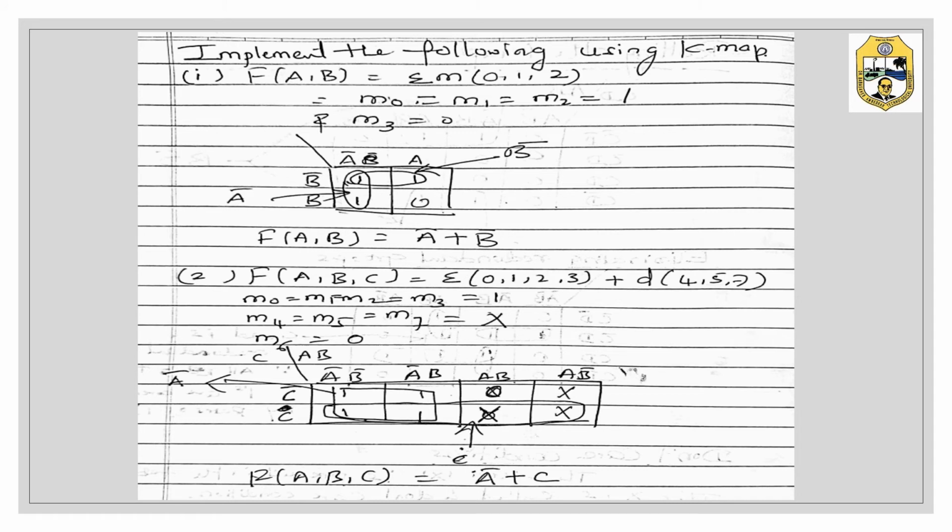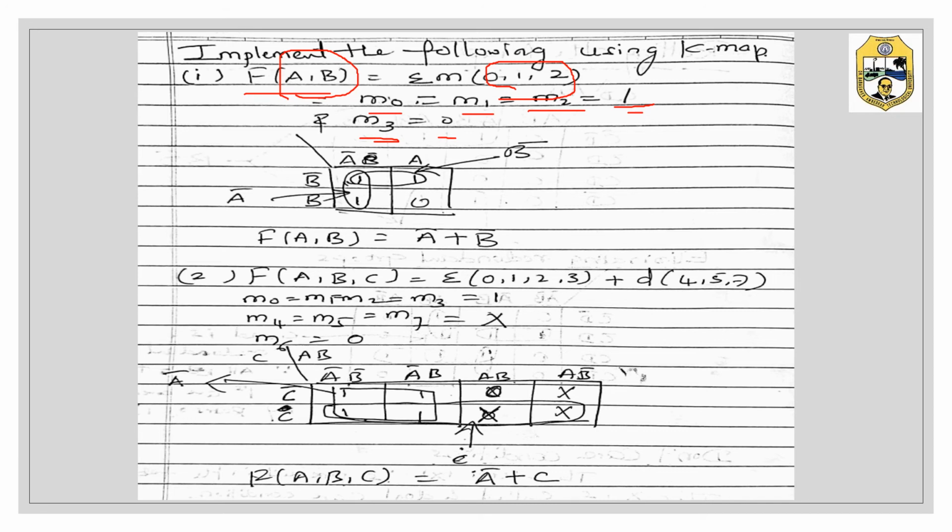Now we will see how to implement the following using K-map. So f of a comma b is equal to summation of m of 0 1 2. Okay, so here it indicates m0 is equal to m1 is equal to m2 is equal to 1. Whatever the given 0 1 2 are there, they can be written as m0 m1 m2 are given as 1. And as we have seen here, it is a two variable K-map because a and b are given. Now when m0 m1 m2 is 1, what is left? Only m3 is left and that is considered as 0.